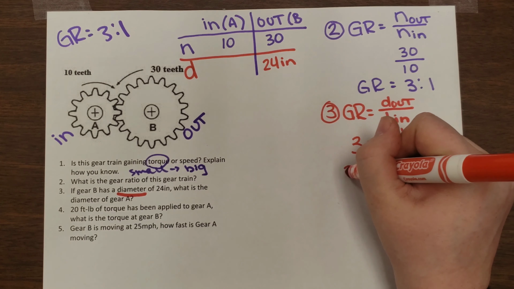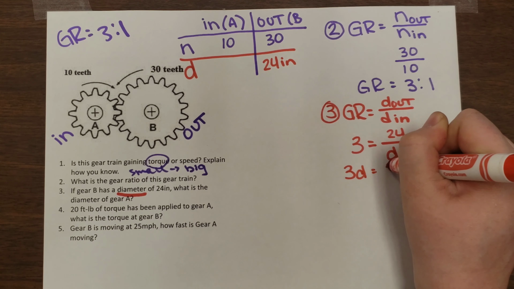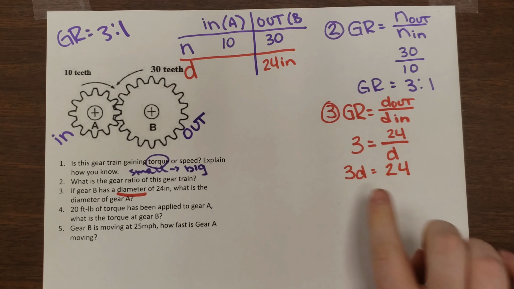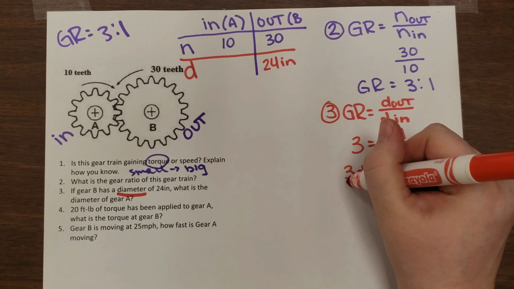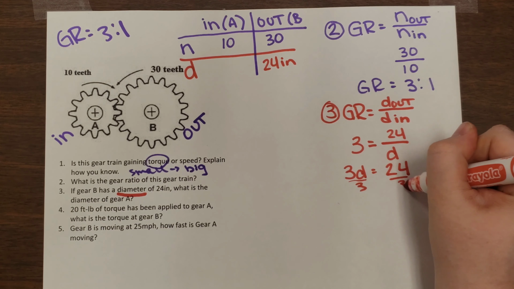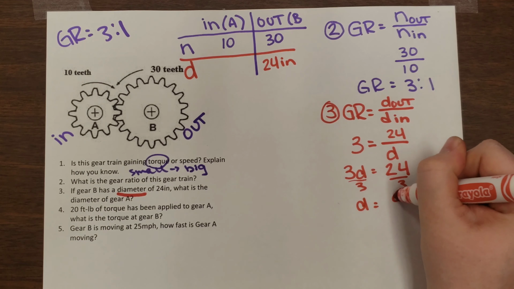So I've got 3 times diameter equals 24. Then to get diameter by itself, I need to divide both sides by 3. So I'm left with a diameter of 8 inches.